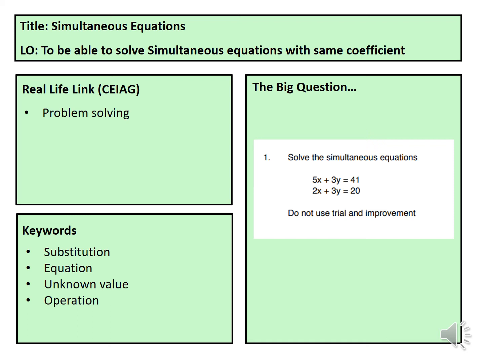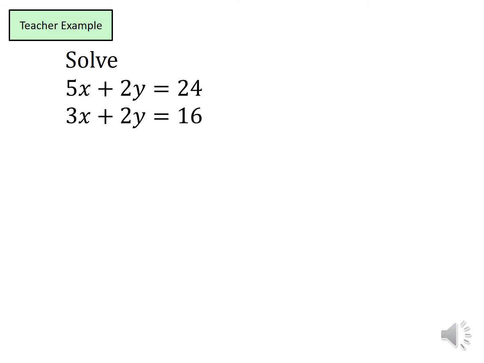The title is Simultaneous Equations, and we are going to be looking at how to solve simultaneous equations with the same coefficient. In order to solve this pair of simultaneous equations, I need to find a value for x and a value for y that works for both of them. Looking at this algebraically, I want to either get rid of the x's or the y's to make this simpler to solve.